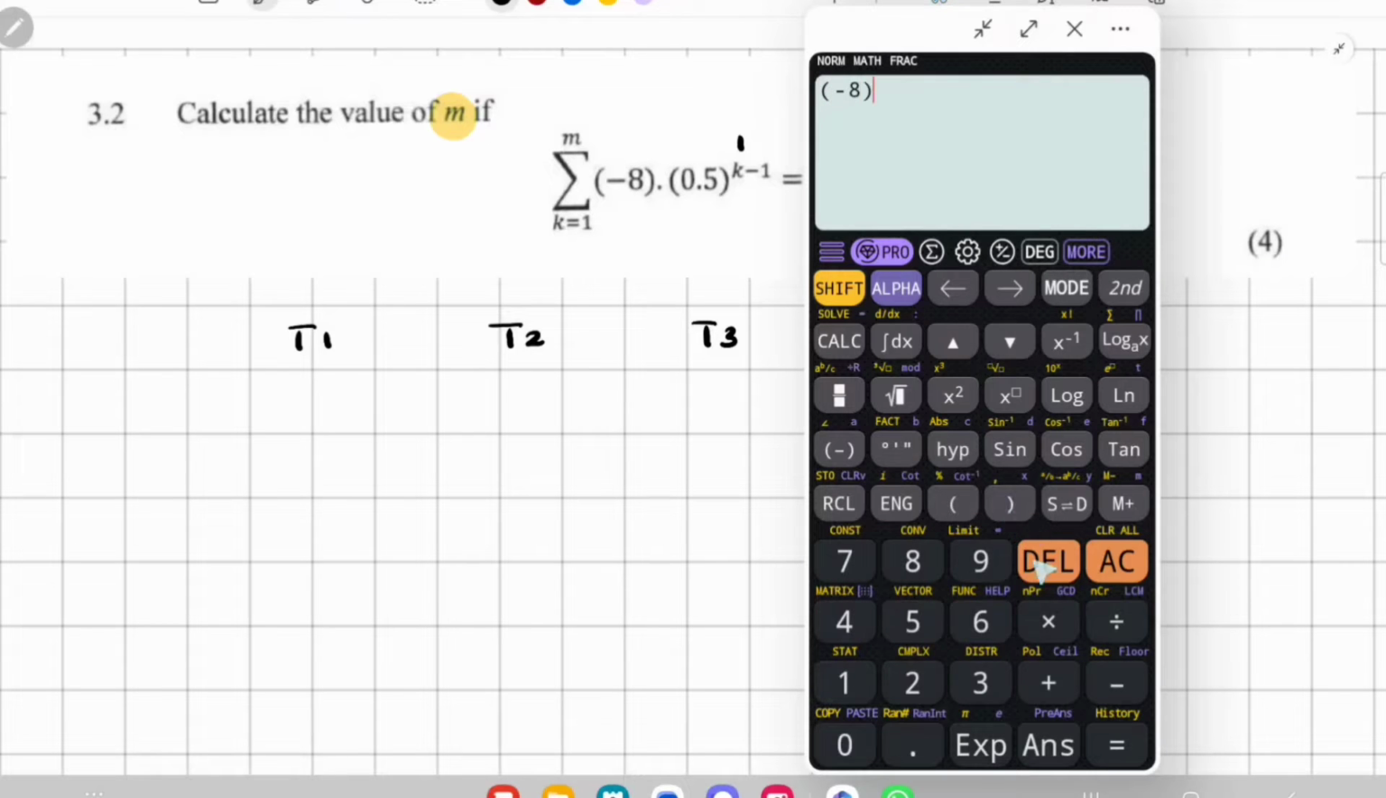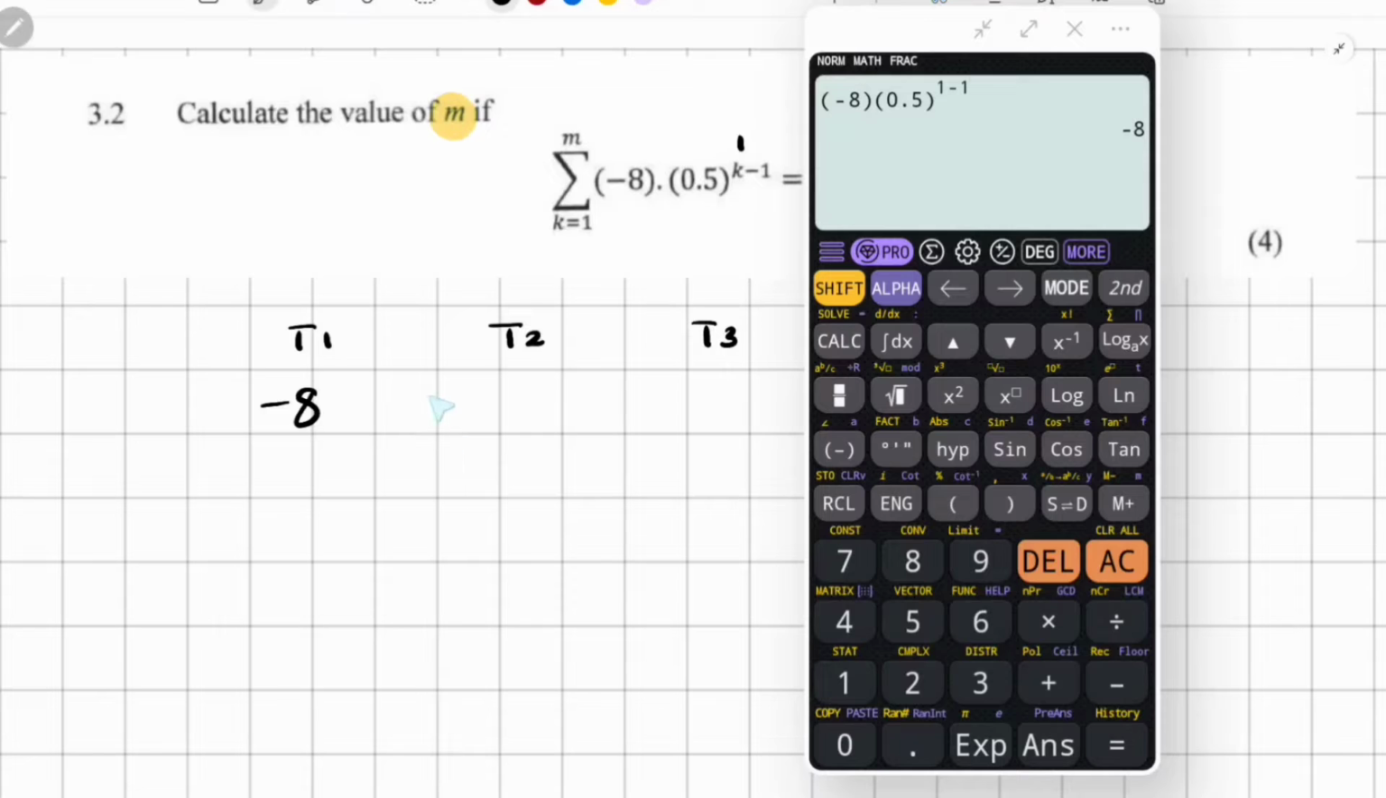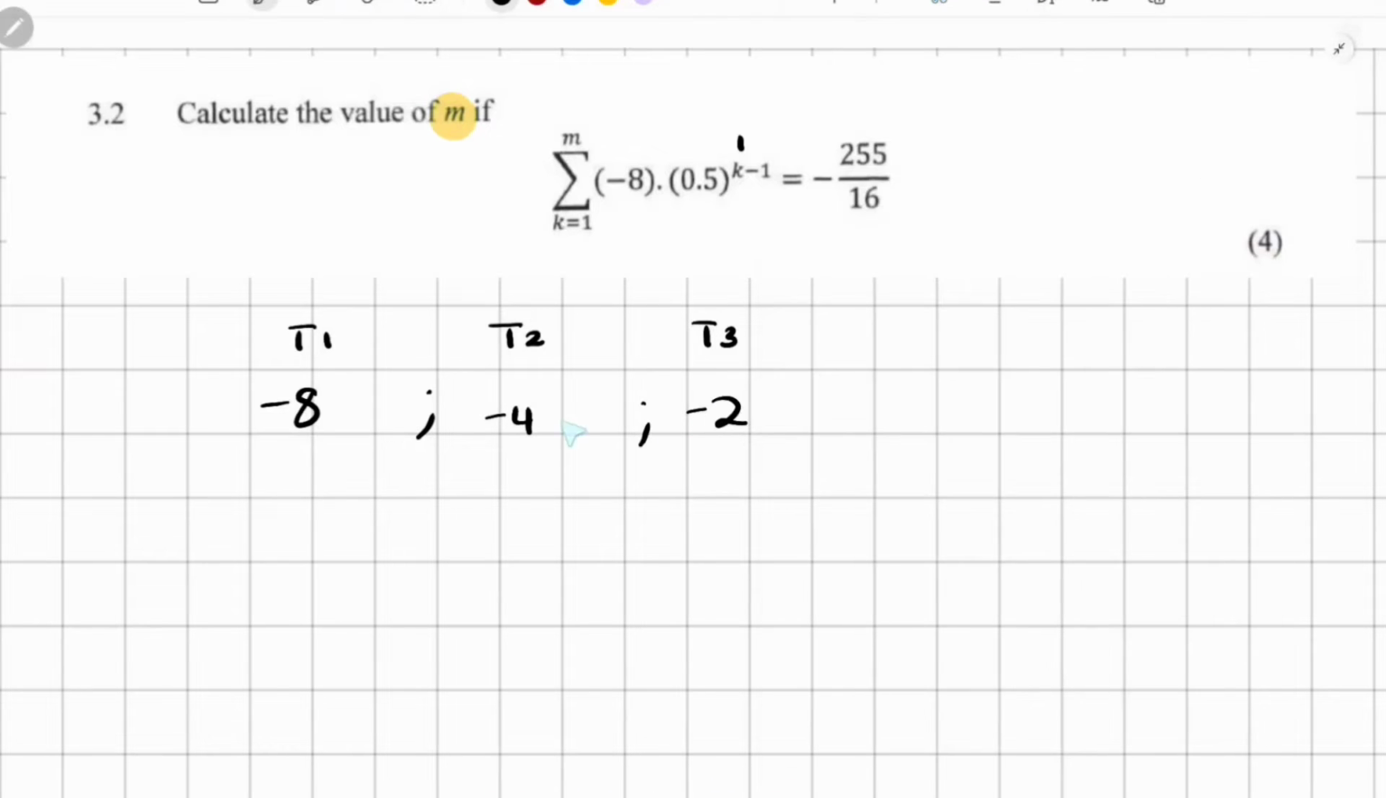It is -8 multiplied by 0.5 raised to the power of k minus 1. So in place of k, you see that we started at 1. So you put 1, then minus 1. So our first term is just -8. Then the second term, you're going to substitute in place of k 2. That is -4. Then the third term, in place of that, you're going to substitute 3, which is -2. So that's where your 1 mark is coming from for expanding.